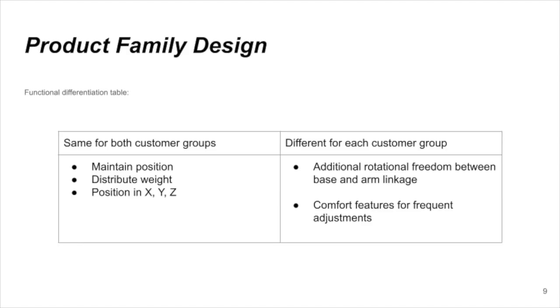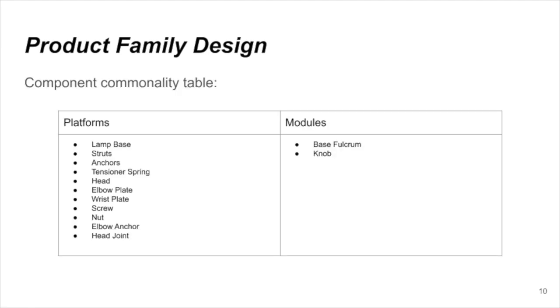The first step in our product family design is to create a functional differentiation table. This table takes the levels of our fast diagram functives and separates them into two groups, those that are the same between the customer groups and functives that are different. Comparing this with the functional component mapping matrix yields us with the component commonality table, a table showing which parts will be common and which parts will be unique to the variety.